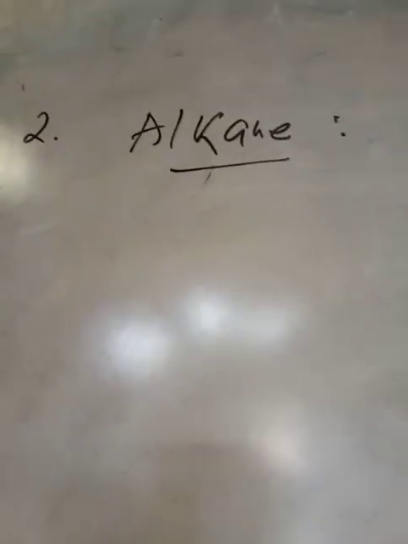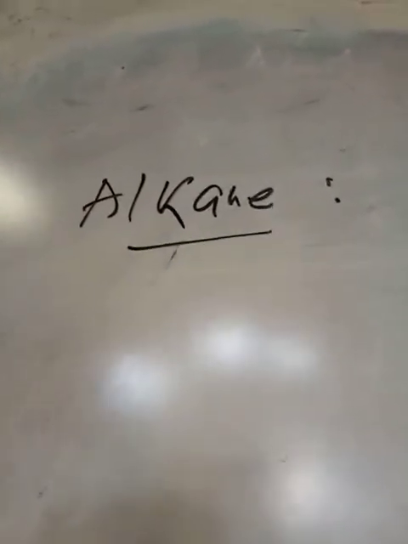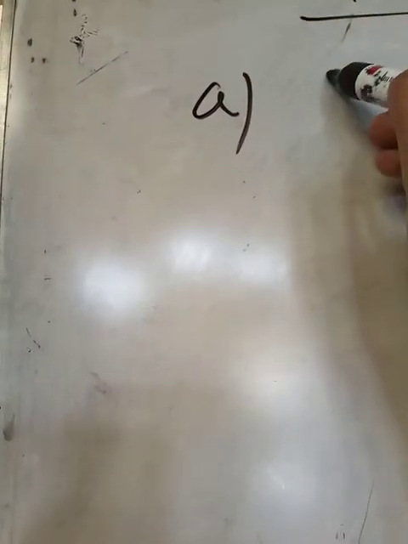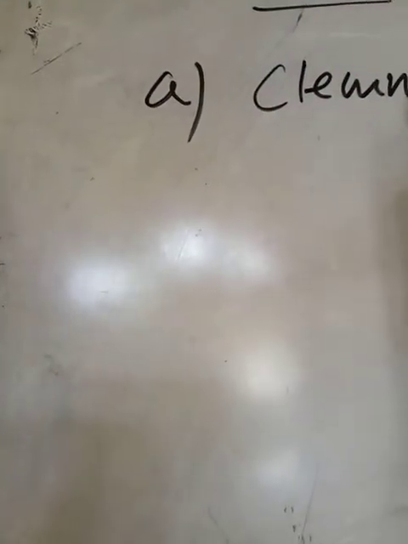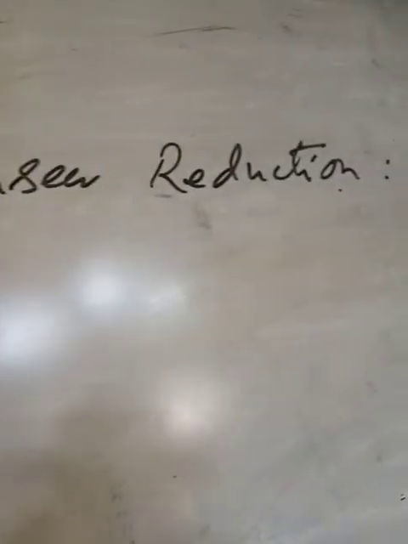Now, reduction to alkane. That means aldehydes and ketones can be reduced to alkane. There are also some processes here. Number A, Clemmensen reduction. You have read it in class 11. Clemmensen reduction.